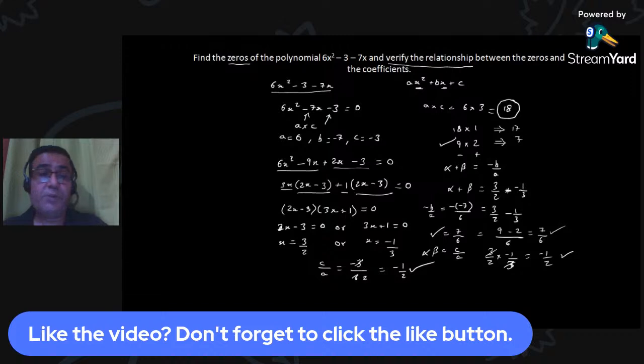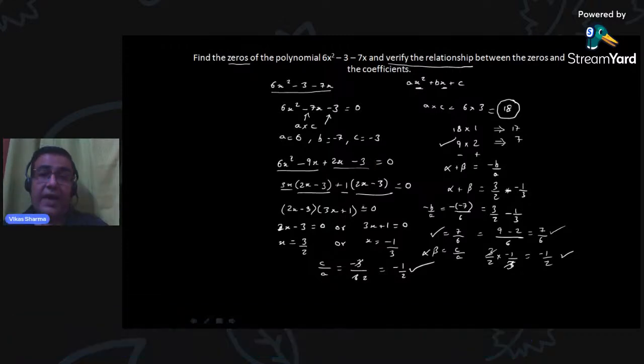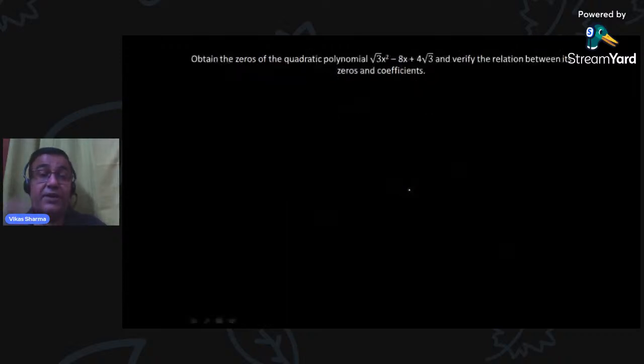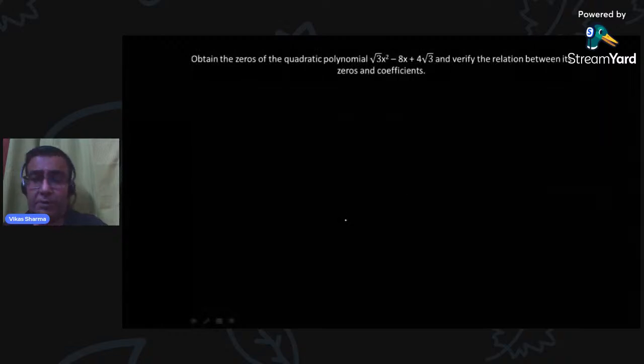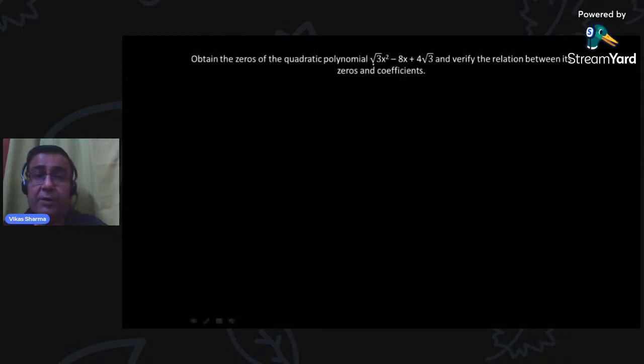And let's move to the next question now. Okay, the next question is that we have to obtain the zeros of the quadratic polynomial. So again, the quadratic polynomial that we have is this. And again, we have to verify the relationship between the zeros and the coefficients.